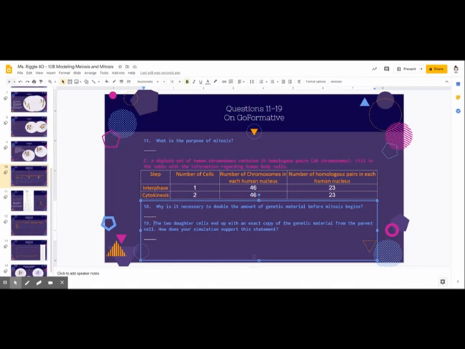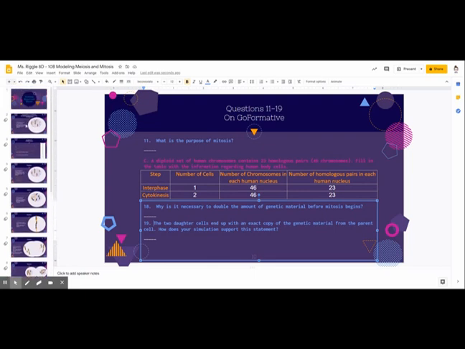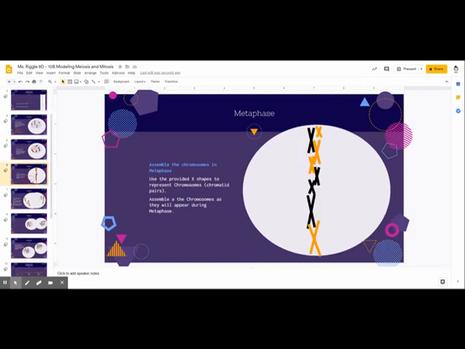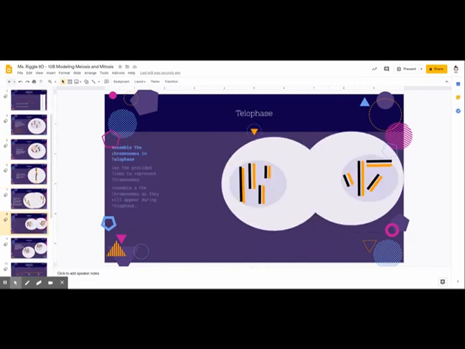Question number 19. The two daughter cells end up with an exact copy of the genetic material from the parent cell. How does your simulation support this statement? So our simulation, if you're using Go Formative, was to actually use those pipe cleaners or that thread or that yarn or those papers, whatever you used to represent your chromosomes, that you moved all the way through all the pieces of the poster board and the diagram, that we moved from this stage to this stage, here, here, here, and here.